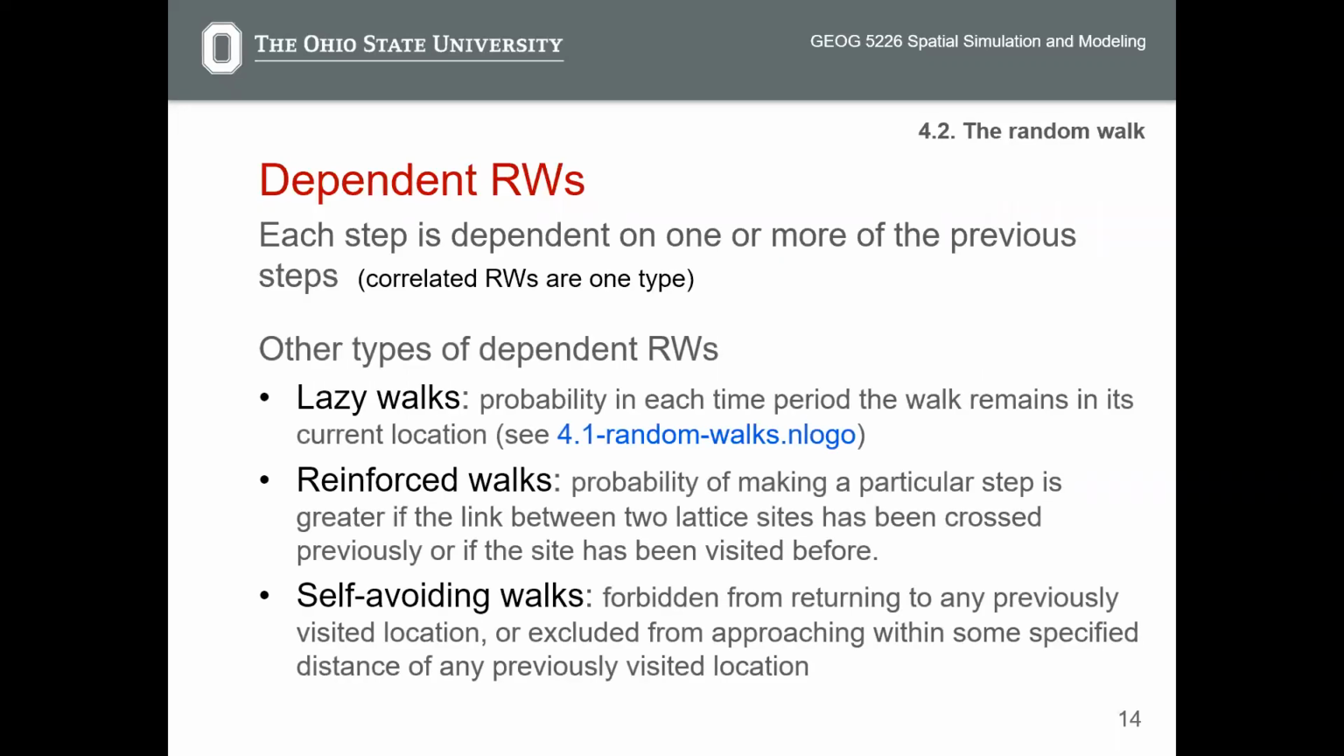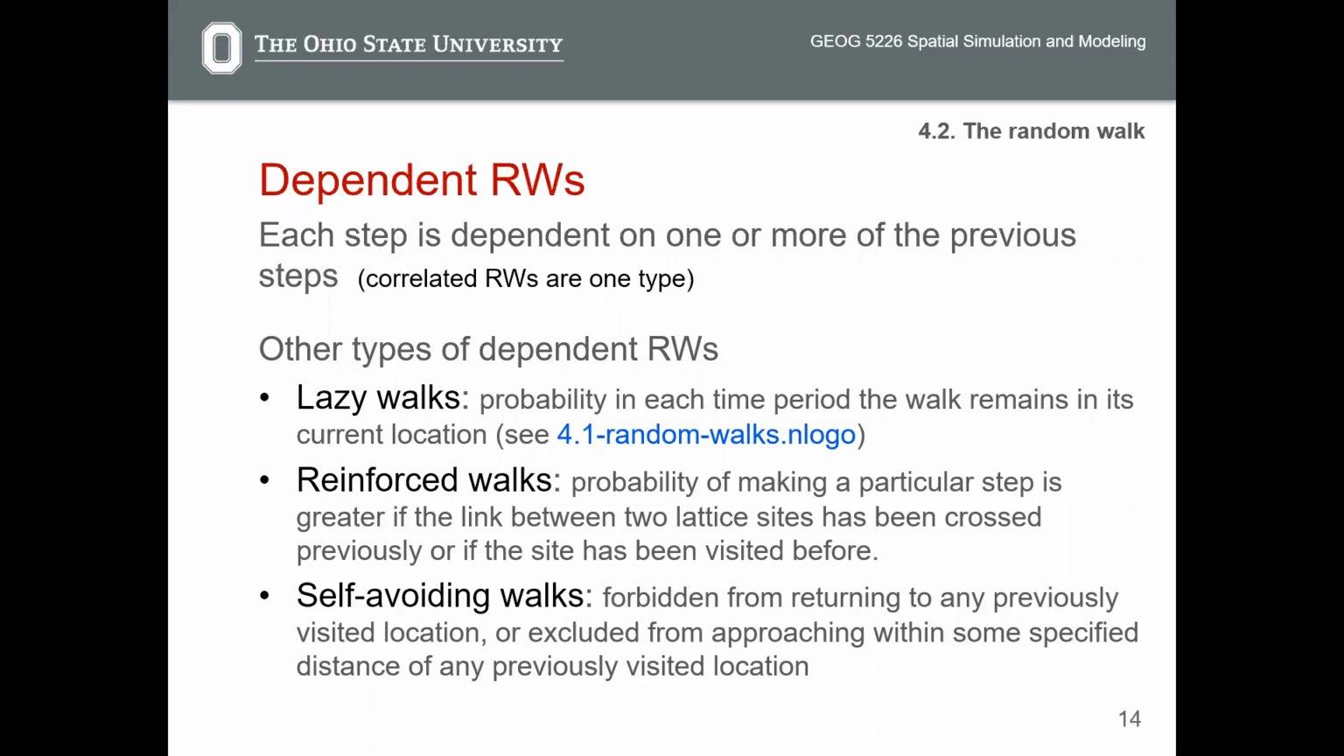Other very common dependent RWs include lazy walks, which means that there is a probability in each time period that the walk remains in its current location. The walker is lazy, and sometimes with a probability, it will simply refuse to move for the next tick. Okay, that's called lazy walks.